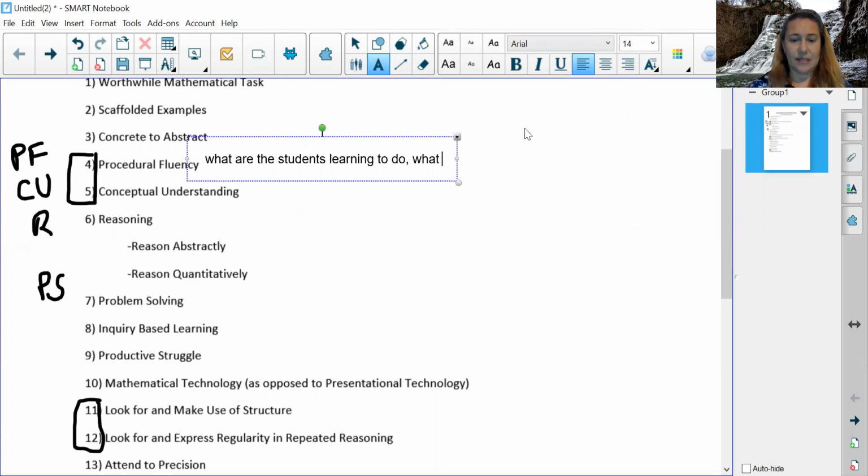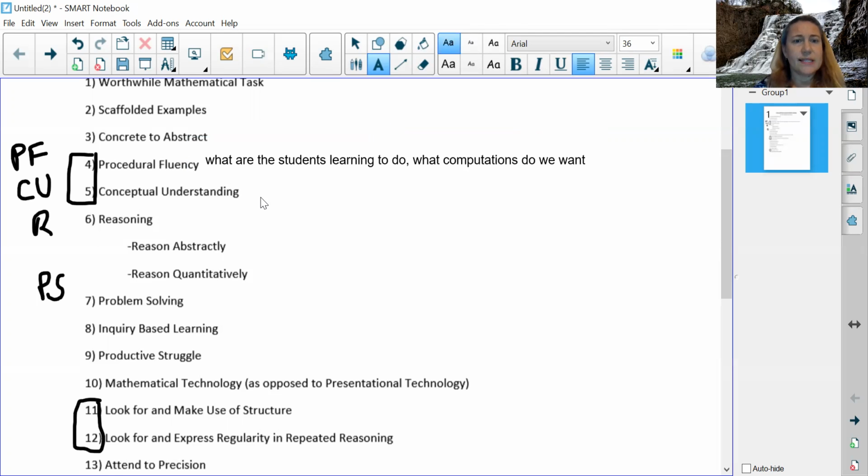What computations do we want? Okay. Now, conceptual understanding, kind of as it sounds. I mean, again, I'm defining things, but they are how they sound like they are.